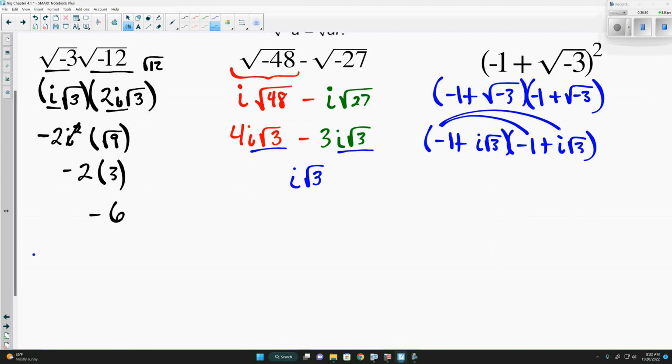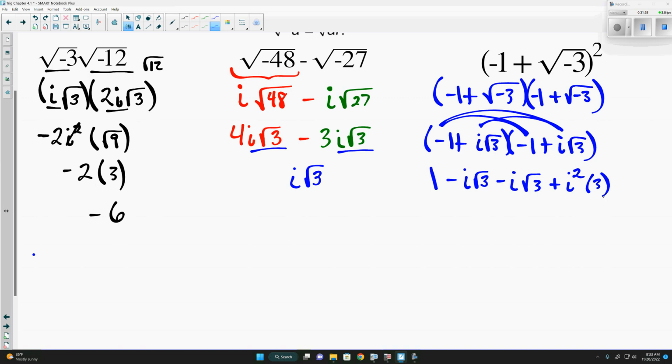Then we're going to distribute through. -1 times -1 is 1. -1 times i square root of 3 is -i square root of 3. i square root of 3 times -1 is -i square root of 3. And i square root of 3 times i square root of 3, well, we're going to have plus i squared. And what's the square root of 3 times the square root of 3? It's just 3. Because we could say the square root of 9, which simplifies to 3, or the square root of 3 squared, which is still just 3.